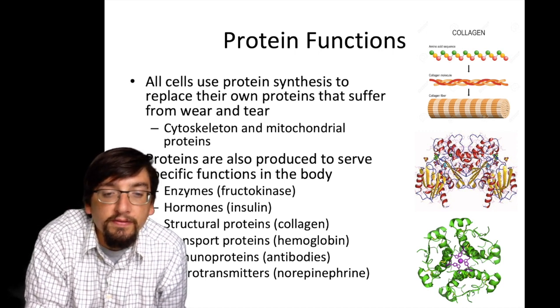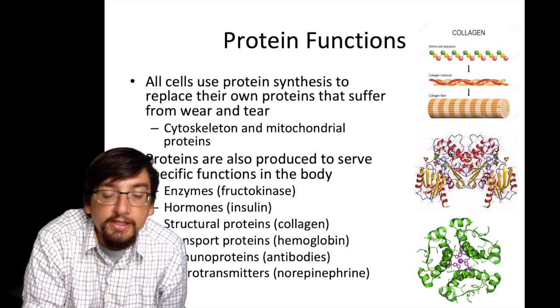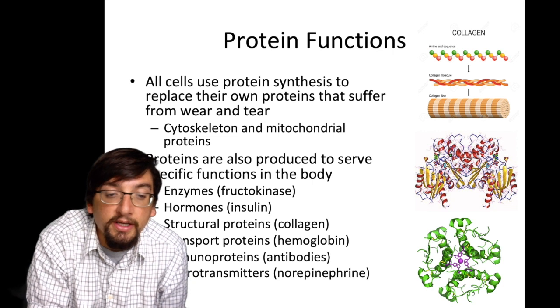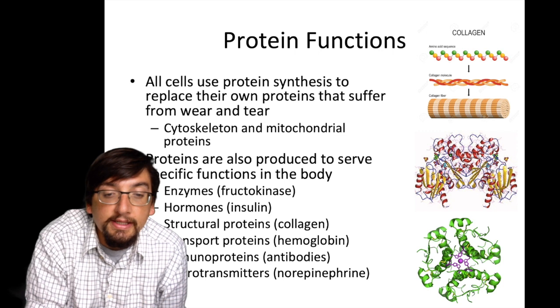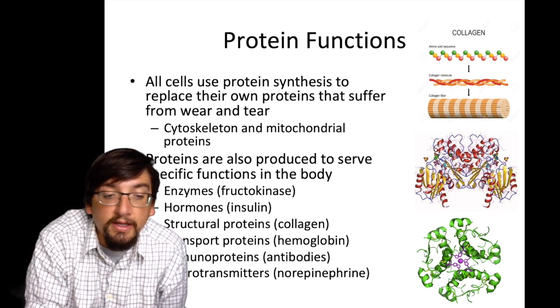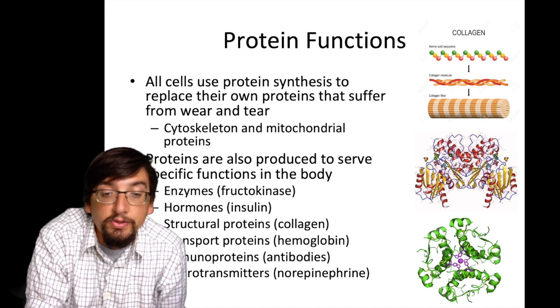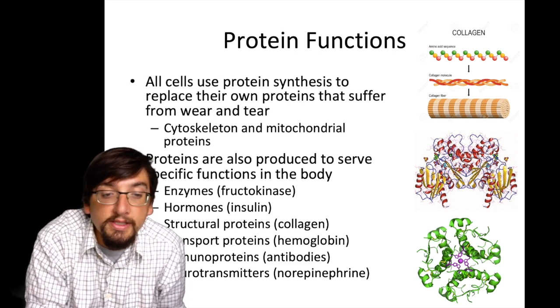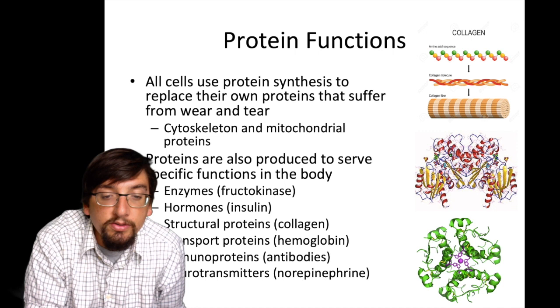Other really important protein functions: hemoglobin is an example of a transport protein. Hemoglobin binds to oxygen and transports it through the body. Antibodies are an example of immunoproteins, immunoglobulins, that bind to bacteria and viruses and destroy them or help destroy them. And then neurotransmitters are chemicals that operate in our brain. So dopamine, serotonin, norepinephrine are all made using amino acids. And so that's also an example of really important things to have enough protein. So you'll notice that a protein is used for all these things.